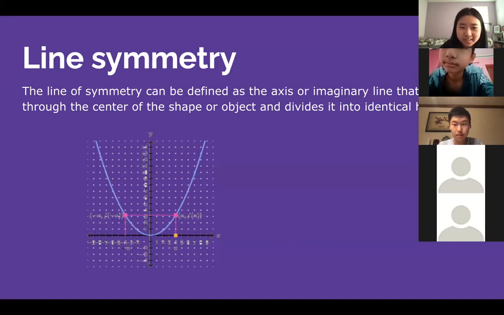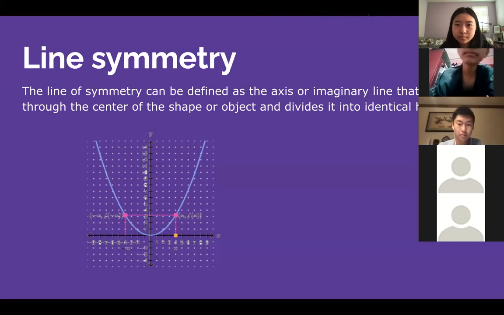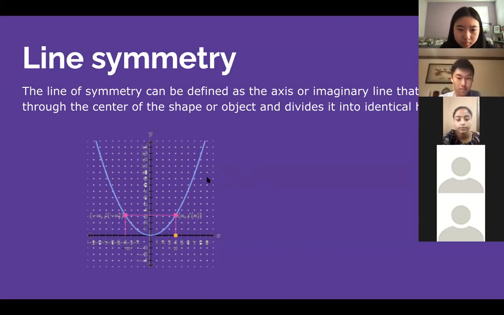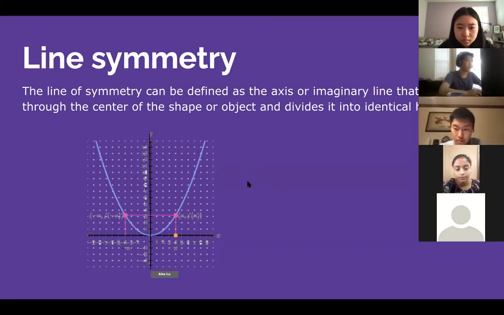I guess I'll go over line symmetry. As the slide says, the line of symmetry can be defined as the axis or imaginary line that passes through the center of the shape or object and divides it into two identical halves. Let me annotate real quick to show you the line of symmetry. In this specific graph, the line of symmetry is just the y-axis because this parabola-shaped graph has its minimum point at the origin.